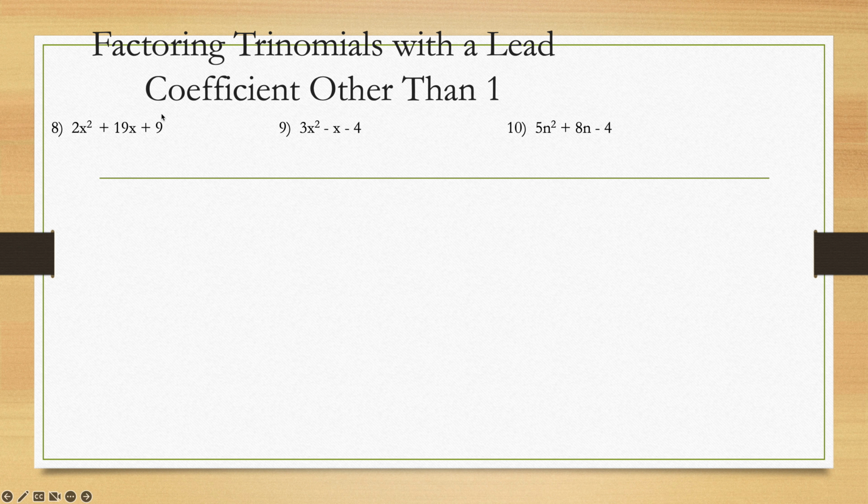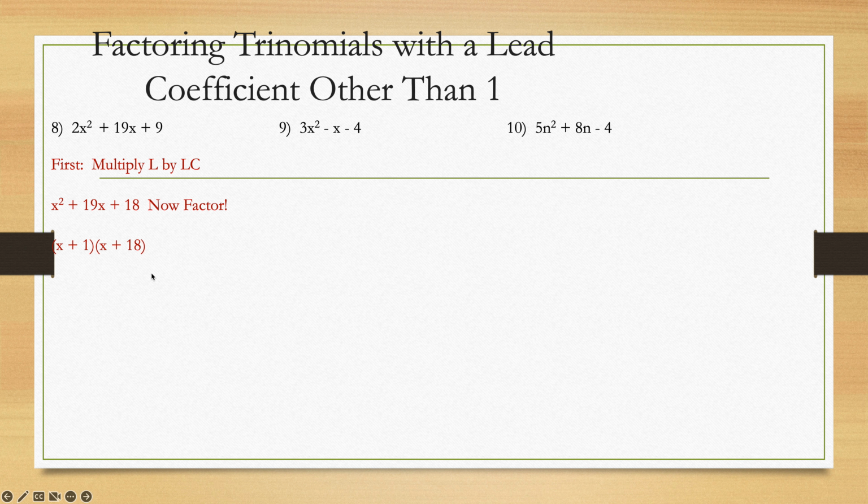Okay, so on the first one, I look for a greatest common factor. I cannot find one, so I go to plan B. I multiply the last term by the leading coefficient. That works out to be 18. So I get x squared plus 19x plus 18. Factoring that, I get x plus 1 times x plus 18.